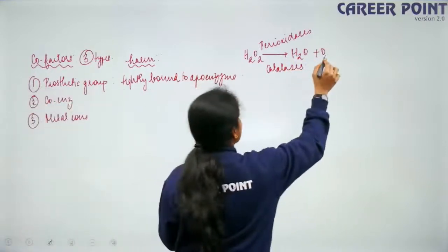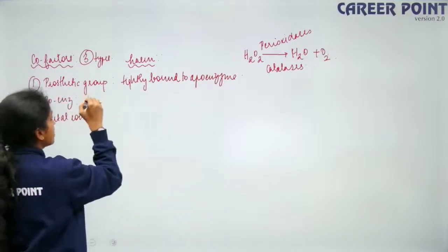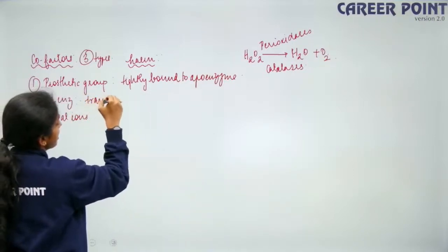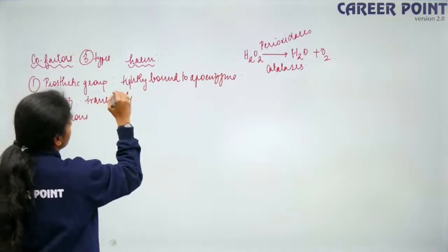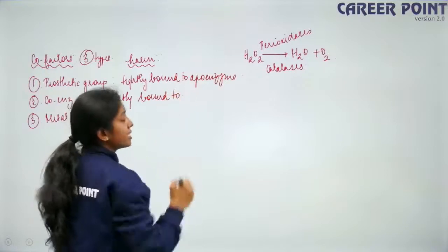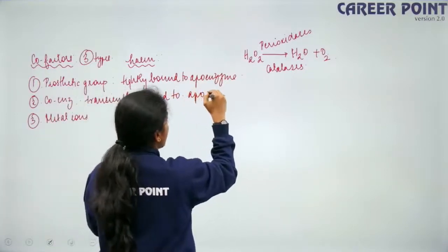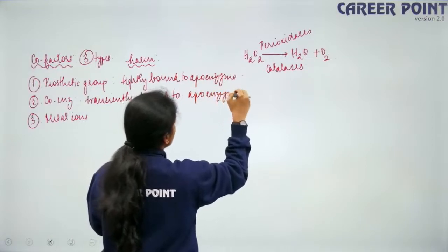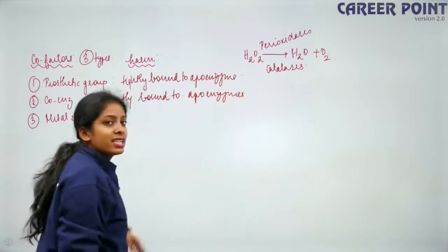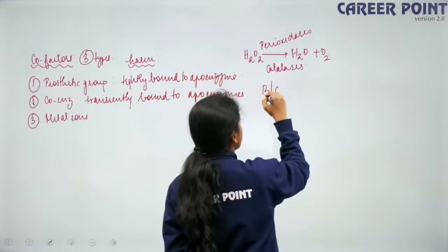All right? Fine. Now talking about the coenzymes. These are transiently bound to the apoenzyme. Unlike the prosthetic group, these are not tightly bound. Mostly the coenzymes are derived from soluble vitamins like B and C.